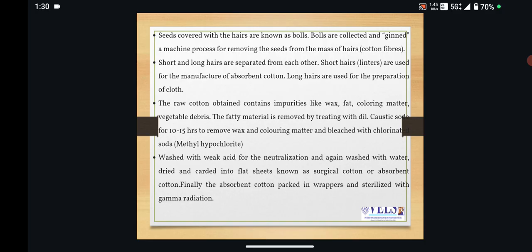Then it is bleached by using a suitable bleaching agent. Chlorinated soda is commonly used, or methyl hypochlorite can be used. After bleaching, it is repeatedly washed with water or weak acid for neutralization of the excess alkali, and then again repeatedly washed with water to neutralize the acid. Then it is dried, then graded into flat sheets known as surgical cotton, or otherwise absorbent cotton. Finally, the absorbent cotton is sterilized suitably, packed in a wrapper and sterilized with a radiation method. Here the gamma radiation method is used.